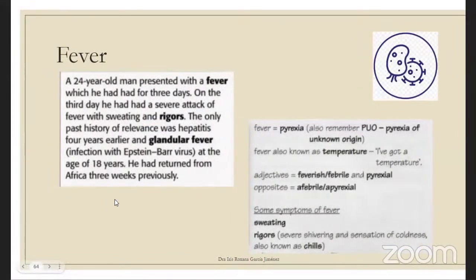Let's consider this chart when we talk about fever. And we consider this case. A 24-year-old man presented with a fever, which he had for 3 days. On the third day, he had severe attacks of fever with sweating and rigors. The only past history of relevance was hepatitis 4 years earlier and glandular fever, an infection with Epstein-Barr virus, at the age of 18. Now he had returned from Africa 3 weeks previously.